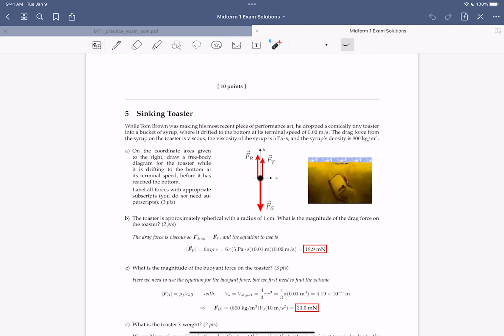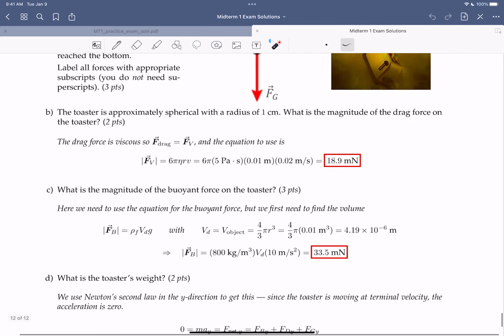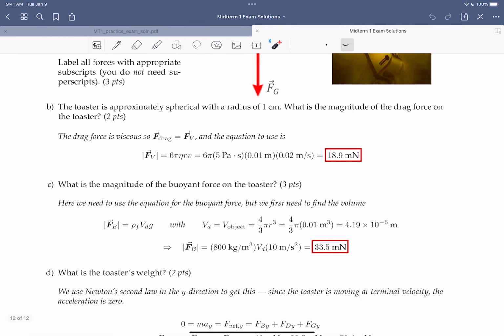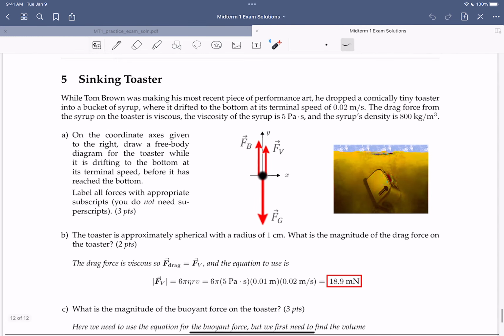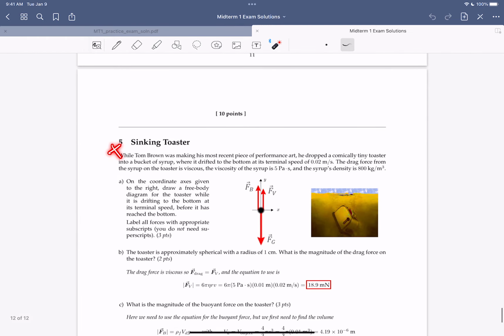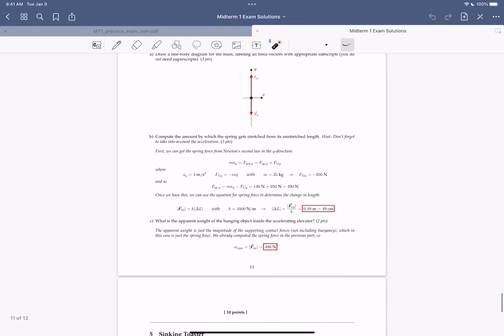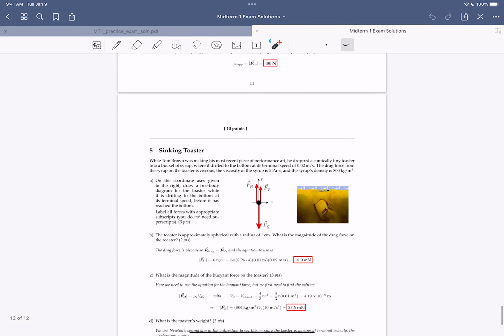But yeah, so number 5 was the sinking toaster. This one was just ridiculous to solve because we got like 18.9 millinewtons for some of these, and everyone was so thrown off because it was a comically tiny toaster. So everyone was going back and changing their answers, and everyone got problem 5 messed up. So yeah, I guess I am a young junior, and that is a baby toaster.